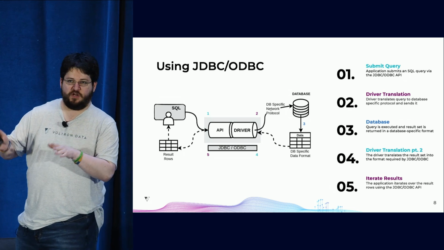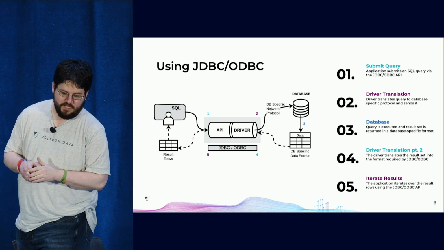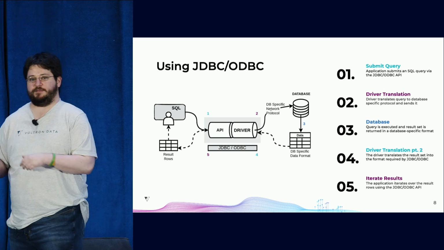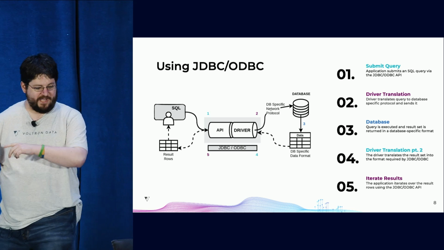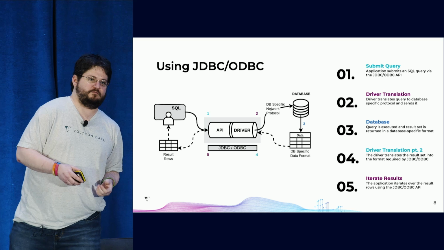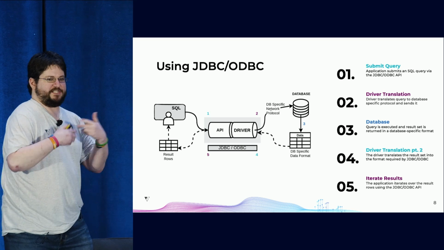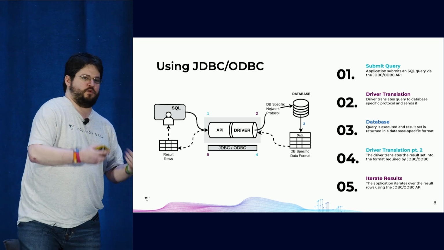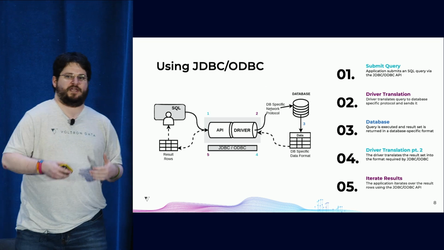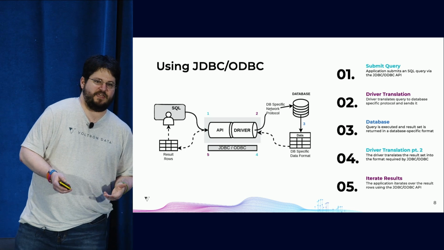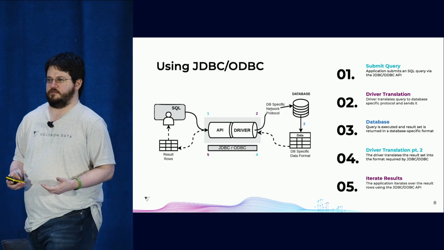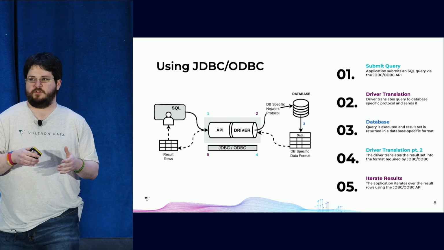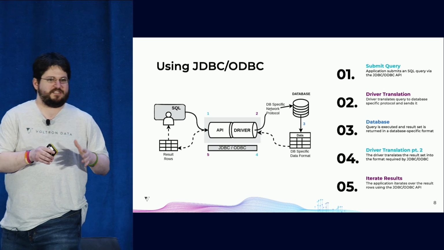The database does its query, executes, does its thing. It's going to return that data in the database-specific format, going back across that database-specific wire. Then your driver is going to translate that result set into the format that ODBC and JDBC require, which is typically a row-oriented format. That's your standard workflow nowadays. Now, some people can get around that if you have a good enough driver. The driver can improve that communication, but that's generally how it works.